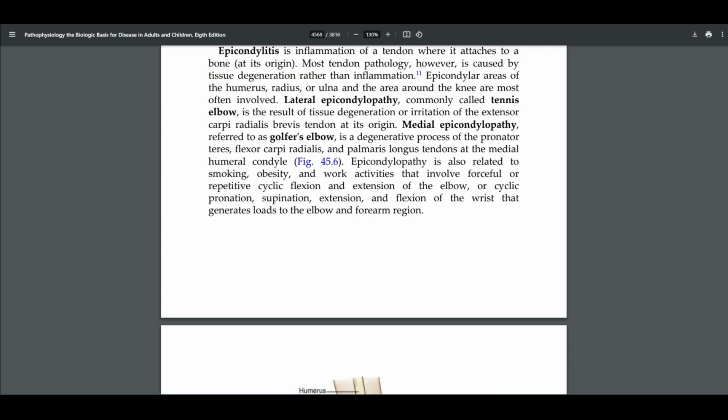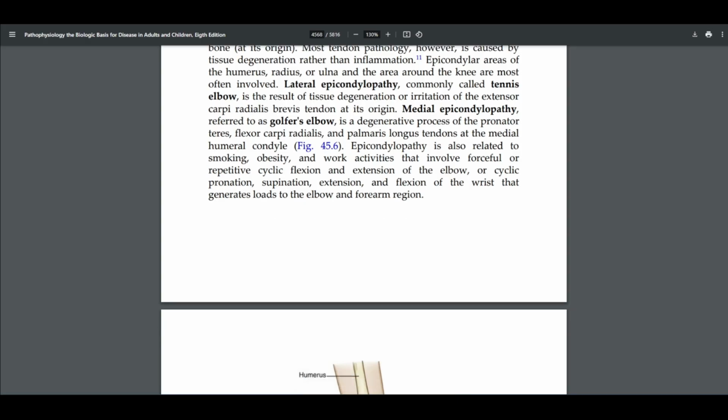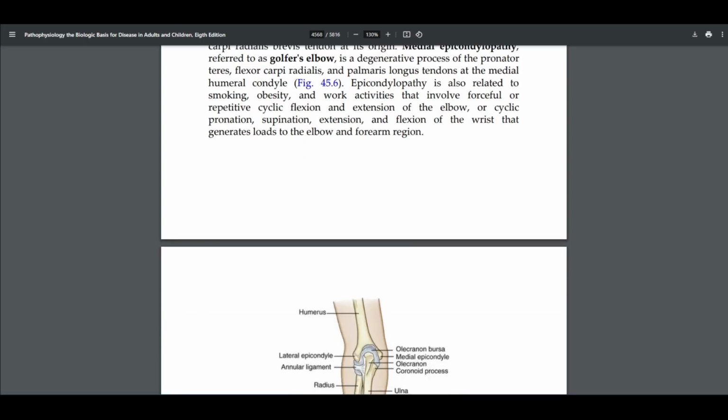Epicondylopathy is also related to smoking, obesity, and work activities that involve forceful or repetitive cyclic flexion and extension of the elbow, or cyclic pronation, supination, extension, and flexion of the wrist that generates loads to the elbow and forearm region.